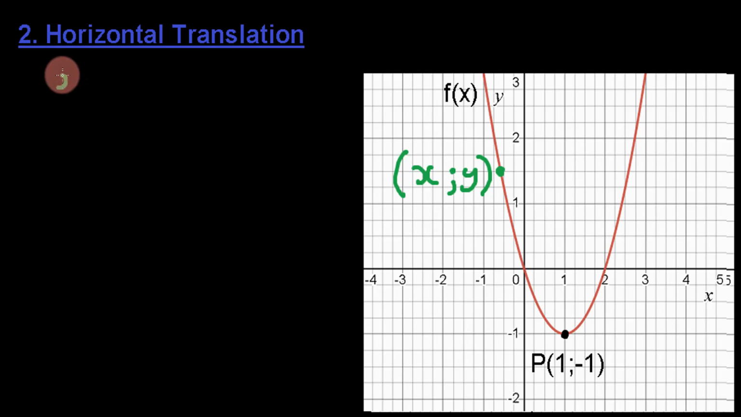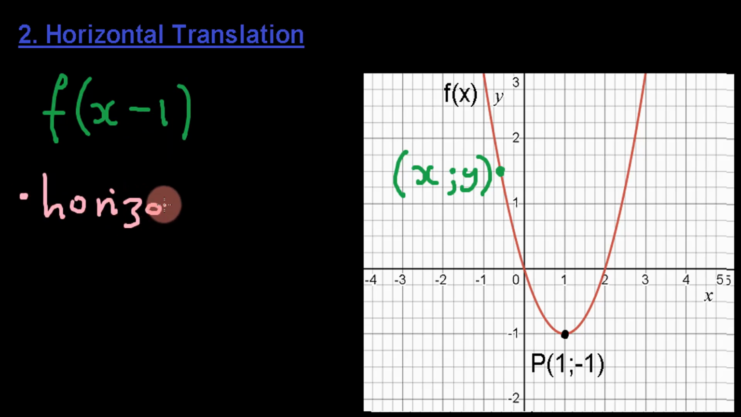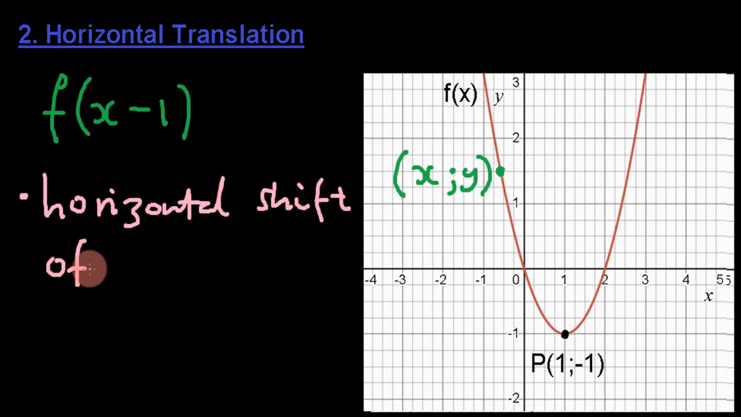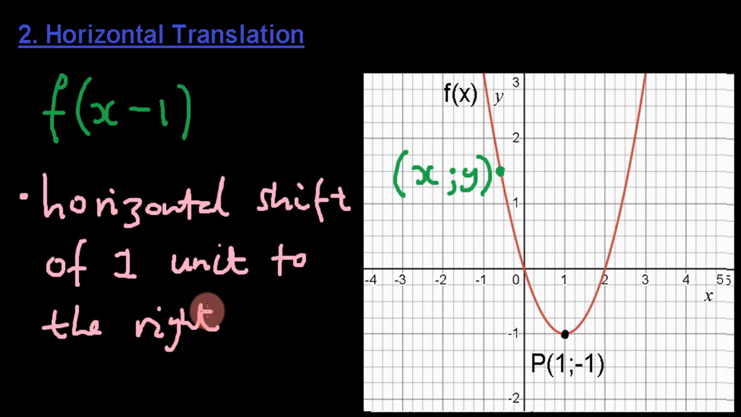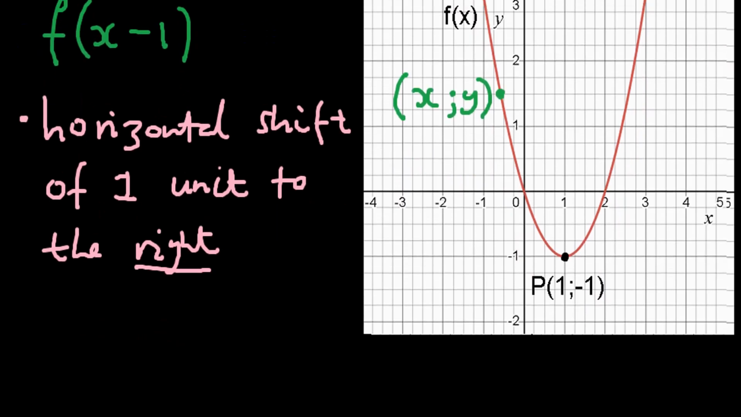Let's look at the translation f of x minus 1. So in this case, we're subtracting 1 from the x inside the brackets here. Now, this is a horizontal shift of 1 unit to the right. So important to note that when we subtract from the x's inside the brackets here, the shift will be to the right. So let's look at this graph.